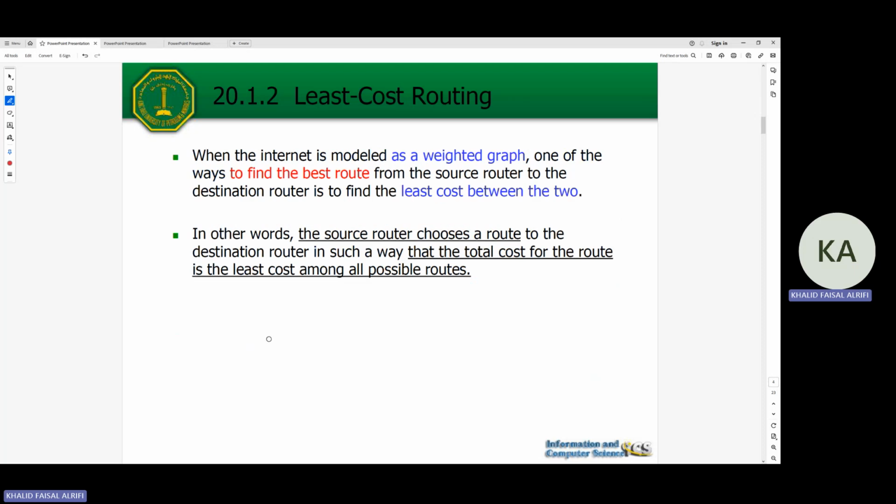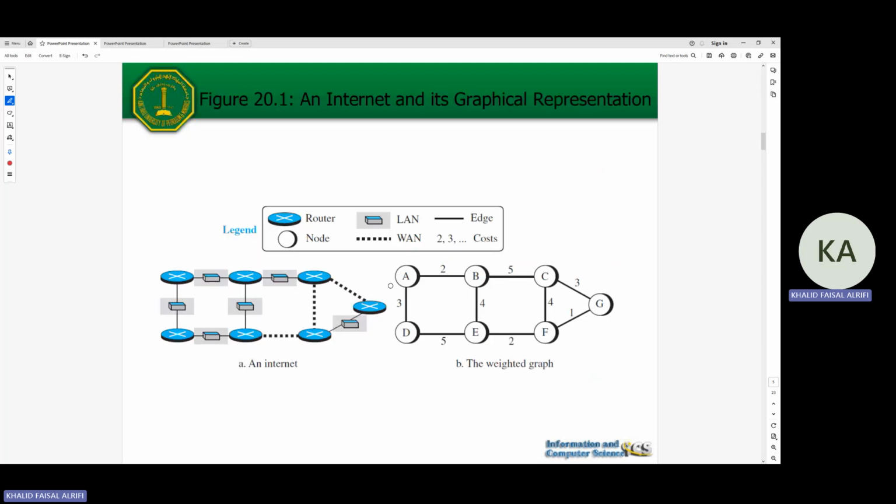Okay, least cost routing. So here he's explaining that it started as a weighted graph, and the goal was to find the least cost between any two nodes. In other words, the source router chooses a route to the destination router in such a way that the total cost for the route is the least cost among all possible routes.